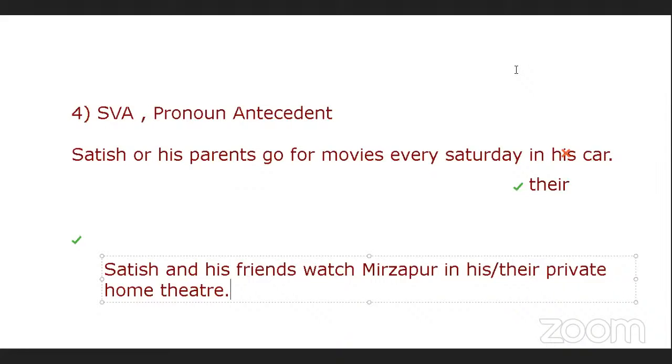Okay, what is the rule? The rule is that Satish and his friends together होता है ना, Satish and his friends, we consider them together. तो Satish and his friends मत देखो, उसको they डाल दो. They watch Mirzapur in their private home theater. Simple. The pronoun has to agree. They watch Mirzapur in their private home theater. Got it? So whenever you have confusion like this, just replace it.